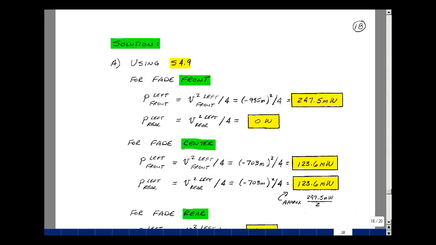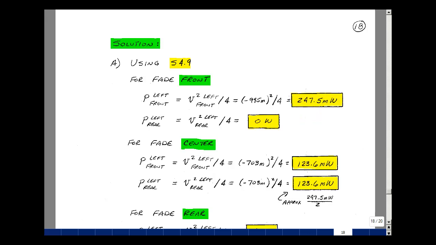Now in the center position, the voltage gain was 0.703 for the left front speaker. Multiply that by an input of 1, square that and divide by 4, and you get 123.6 milliwatts. Same is true though for the left rear speaker because we had the same voltage gain, and for the same input of 1 volt, we'd get 123.6 milliwatts. This is actually half of what we had in this case.